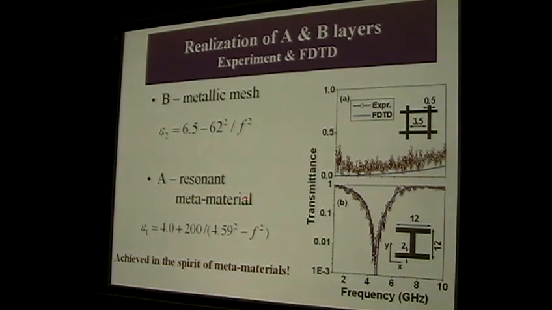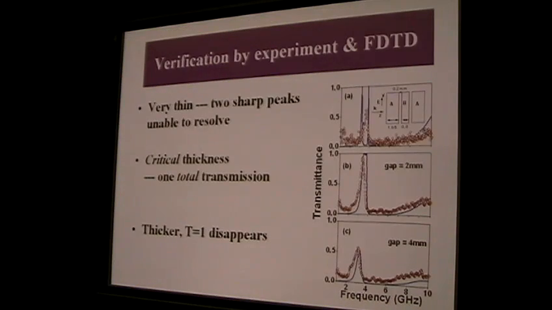How about the A layer? For the A layer, we use resonant metamaterials. We fabricate a periodic lattice of the H structure, and as I already mentioned to you this morning, this H structure can be viewed as a two-level structure. It is actually a very good electrical resonance metamaterial. So indeed, we found that the transmission can be well described by an effective dielectric constant of this form. Now we have both the B layer and the A layer.